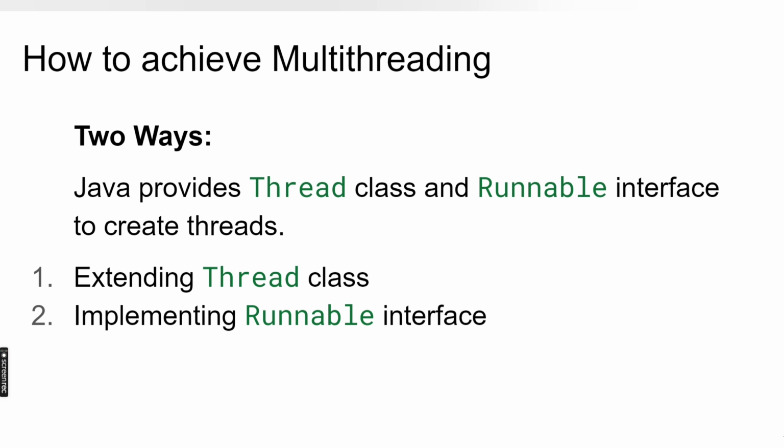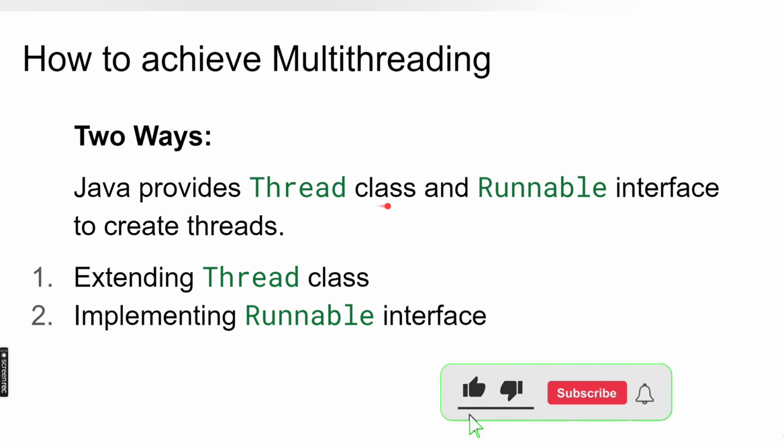So how to achieve multithreading? Now we have understood what is multithreading, but how to achieve multithreading in a Java program? In Java, there are two ways in which you can achieve multithreading. First one is making use of the Thread class, and second is making use of the Runnable interface. So remember these two words. One is a class, which is the Thread class. One is an interface, which is the Runnable interface.